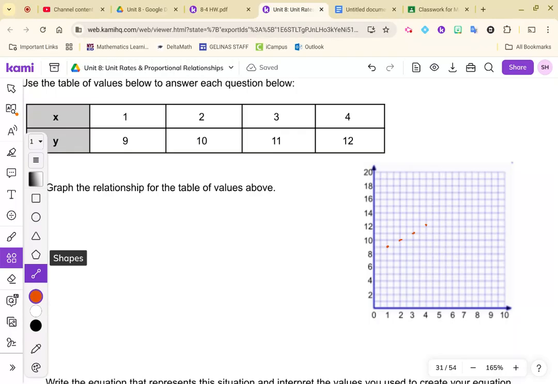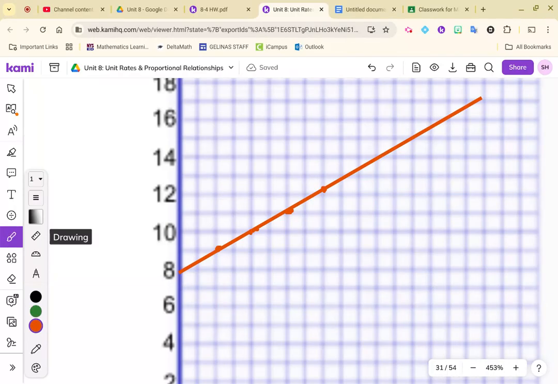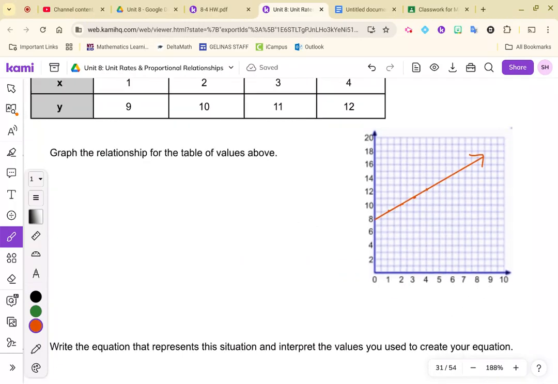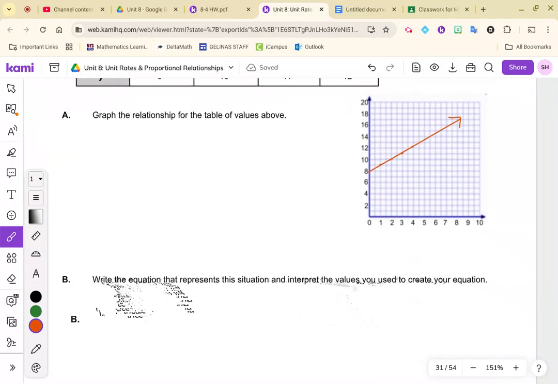So if I take a straight edge, what I can do is now connect all of these dots, and notice that there's been a pattern to them. They do connect with a straight line. It's just a straight line that doesn't hit 0, 0. And so that's the line that everyone should get if you graphed it along with me.